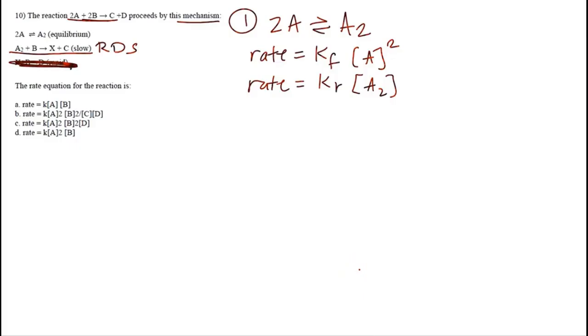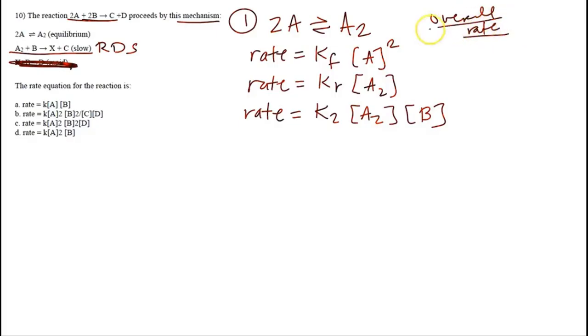Now we got to go ahead and get our rate for our slow step, which is going to be K2. You can call it K slow, whatever you like. It's going to be A2 and B. And then finally, I'm going to write their overall rate just so that we can identify our intermediates easier. And so our rate overall is equal to K, then we have A squared, and then we have B squared.